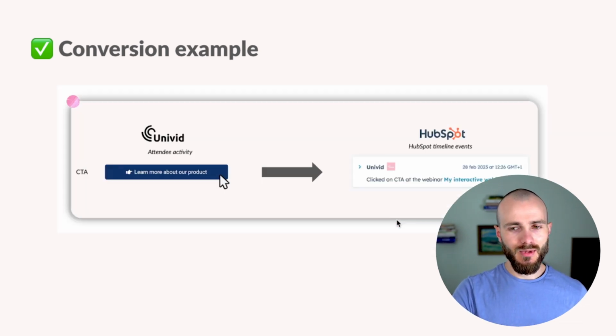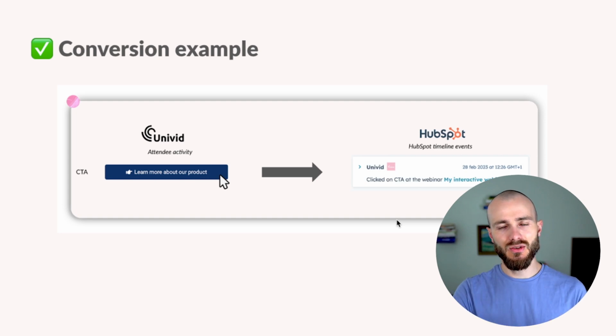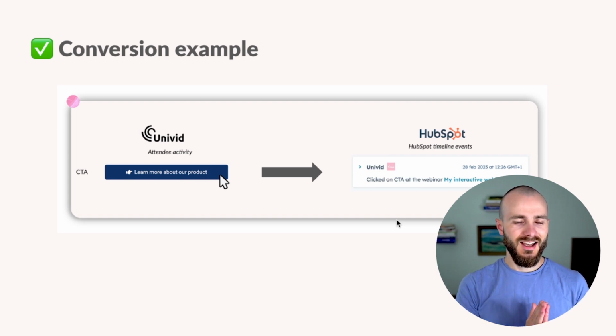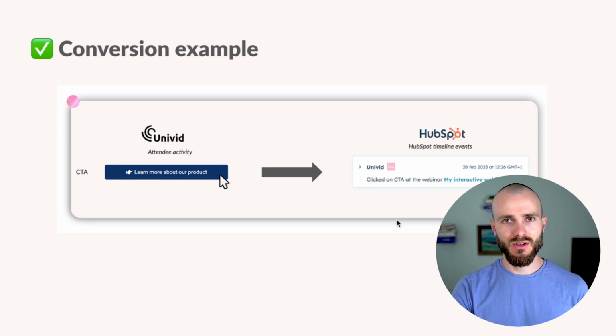Another example could be that, in Univid, the CTA clicks are also pushed into your CRM. So, for example, if you're working in HubSpot, you'll see a contact activity card that says clicked on CTA XXX at this webinar. So you will know exactly what they pressed, when, and in which webinar.